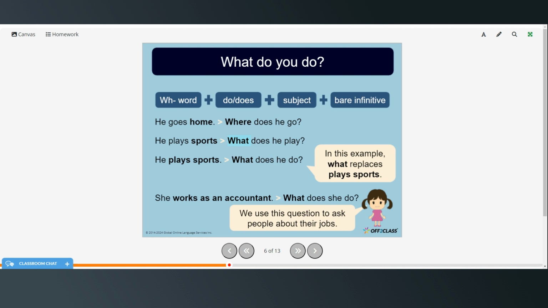And then what does he do? So instead of play or go, we use do again as the main verb, both as the helping verb and the main verb. So here we want to focus on the verb plays. So what does he do? He plays sports. We can also use what do you do when we want to ask about a person's job. So what does she do? She works as an accountant.